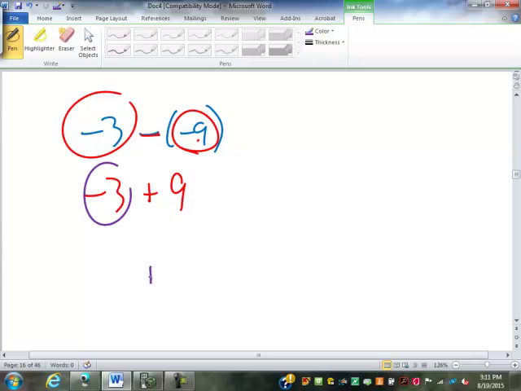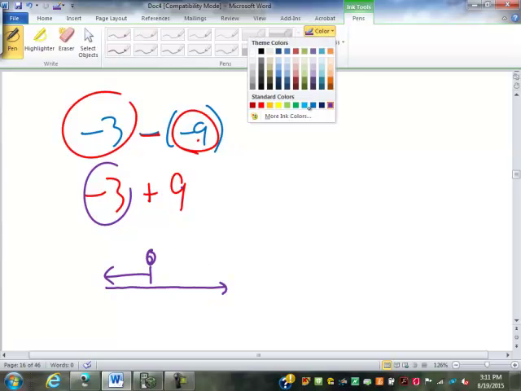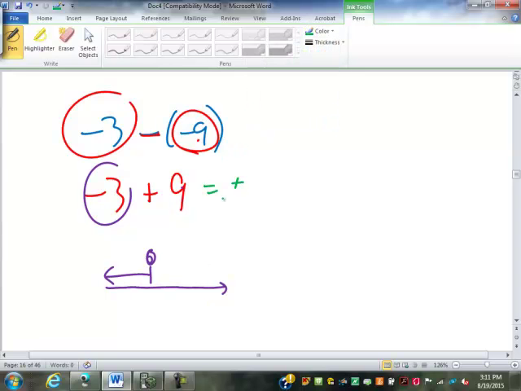Negative 3, if we start at 0, goes to the negative side. 9 goes the opposite direction, and it's longer, so it goes past 0 into the positive side. So the answer is going to be positive, and it's the difference between 9 and 3, which is 6. It's a positive 6. That's the key, is every time you see subtraction, you've got to say add the opposite. So since this is subtracting a negative, it becomes adding a positive.